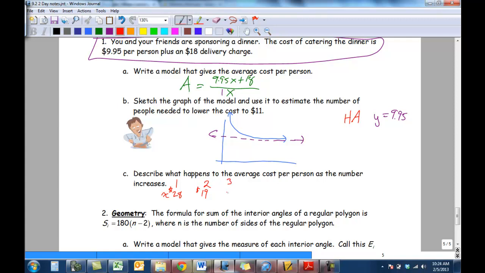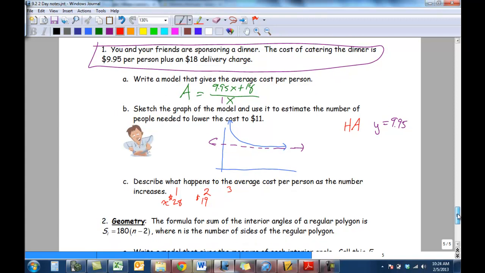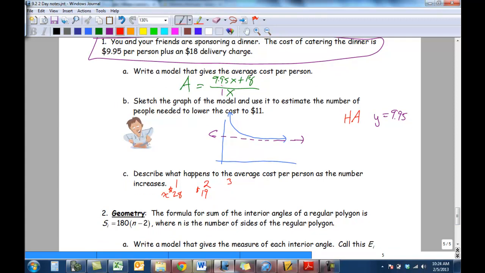If 3 people come, we're splitting the delivery charge. I'm just going to go here. Each paying $10, but now our delivery charge is getting split up among 3 ways, so it's $6 a piece, so $16. What happens if 9 people show up? 10, and we each got to pay $2 for the delivery charge, so it's $12 a piece. So what happens? The average cost per person goes up. Or describe what happens to the average cost per person as the number increases.